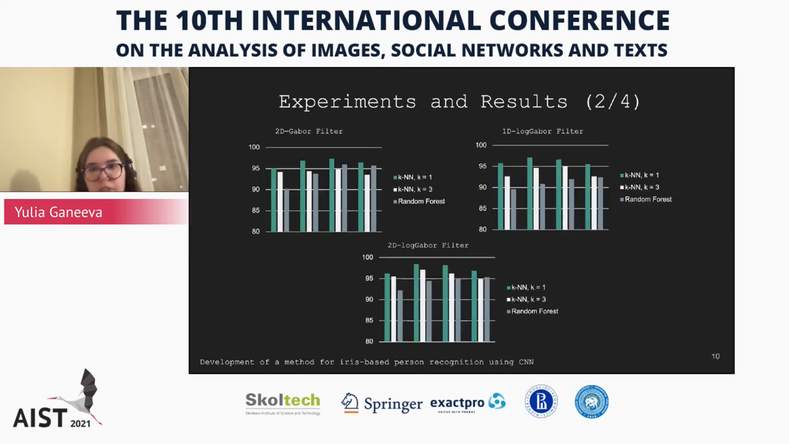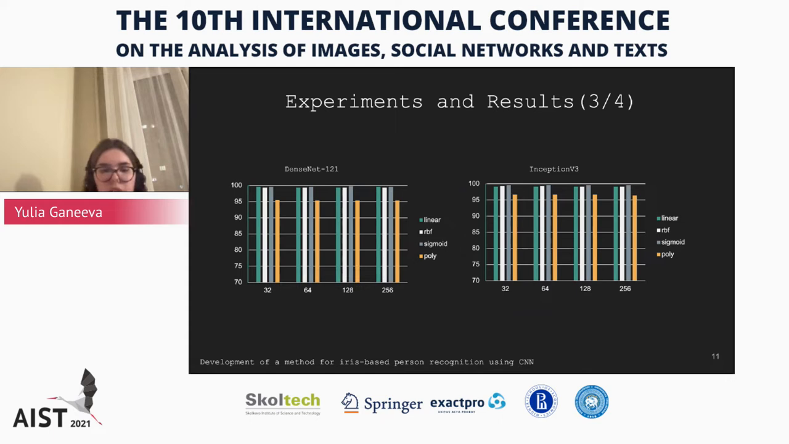methods for feature extraction. And these results are with the SVM classifier with linear, RBF, sigmoid and polynomial kernels. This slide presents the second part of the experimental research results. These results are using the two-dimensional Gabor filter, one-dimensional log Gabor filter, and two-dimensional log Gabor filter with the algorithms random forest and k-nearest neighbors for classification.